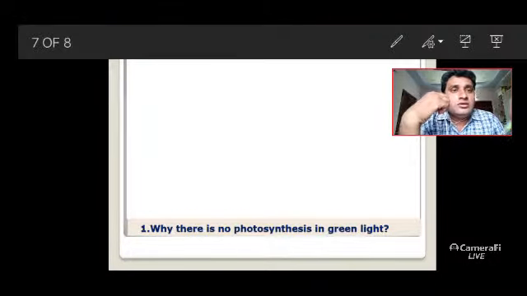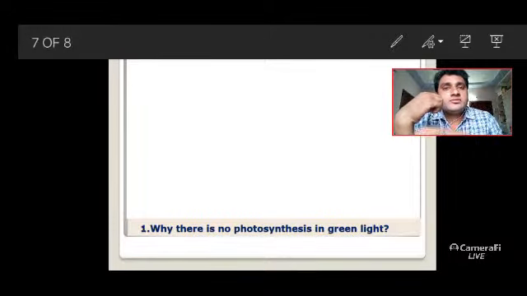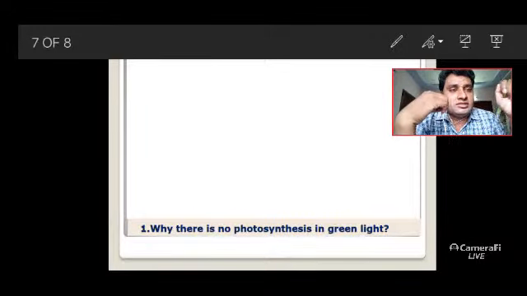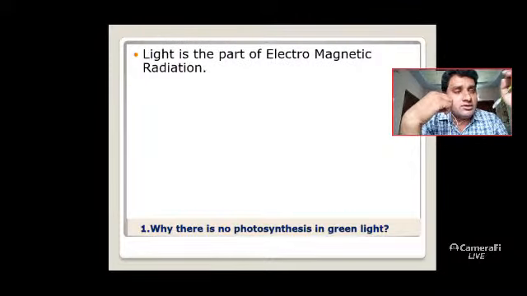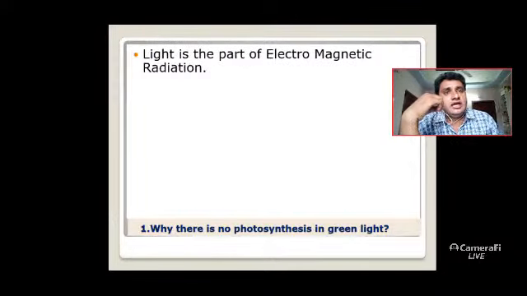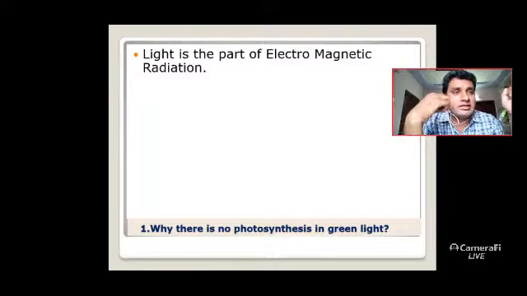Okay. So for this question, how light is very important: light is one type of energy, that everybody knows, and light is part of electromagnetic radiation.